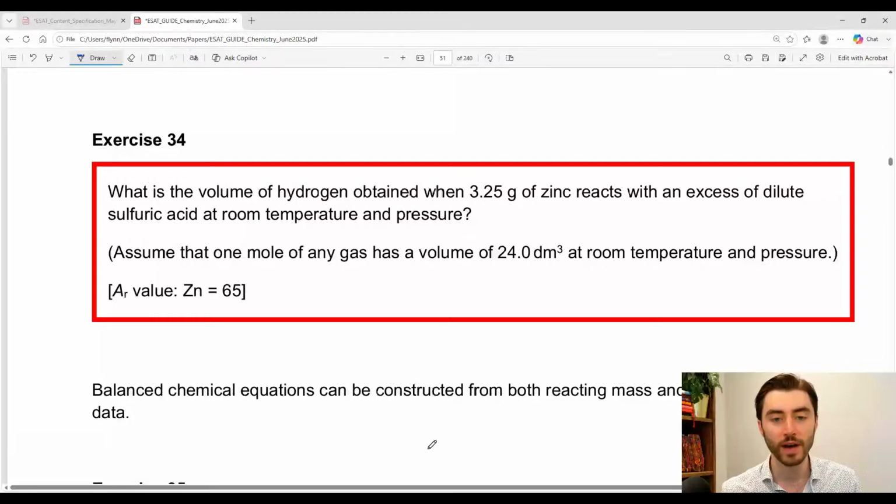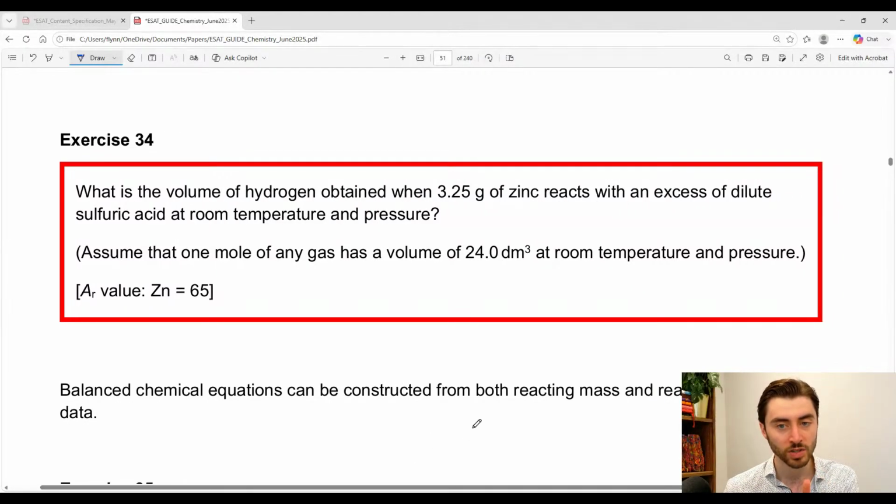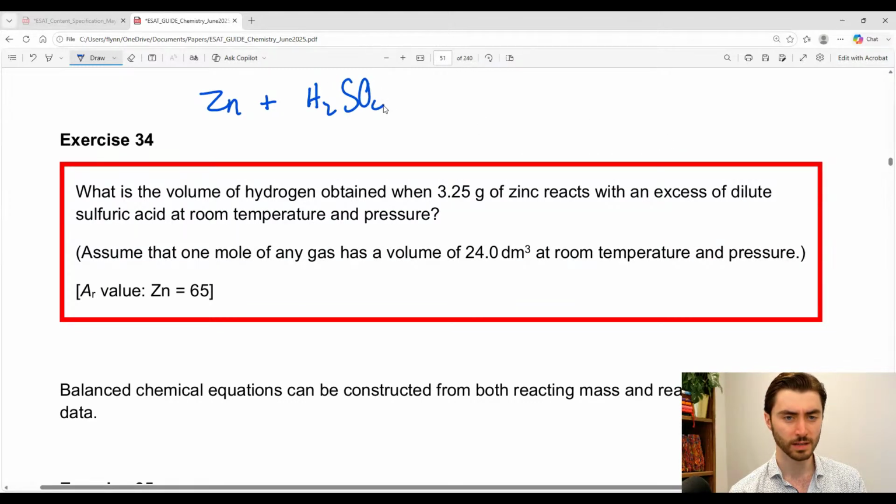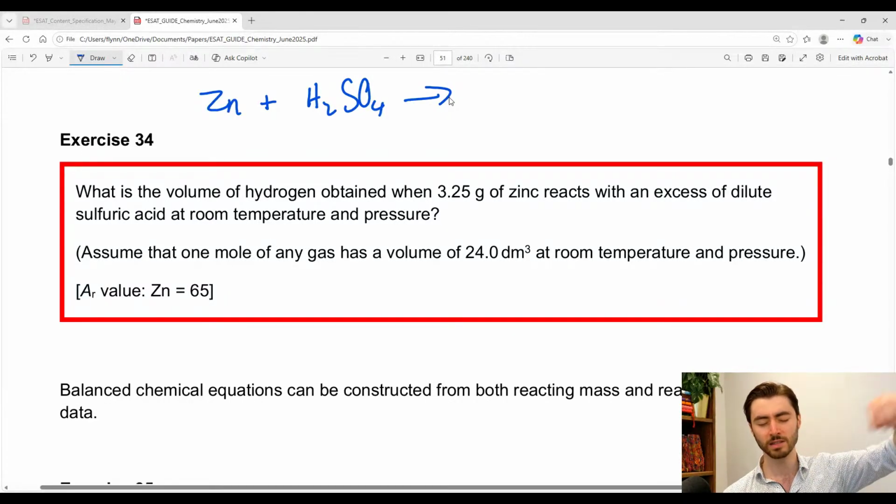So what's the volume of hydrogen obtained when that much zinc is reacting with an excess of dilute sulfuric acid at room temperature and pressure? Well, also, okay, let's talk about your neutralization reactions. Acid plus metal goes to salt plus hydrogen. Acid plus base goes to salt plus water. Acid plus carbonate goes to salt plus water plus carbon dioxide.